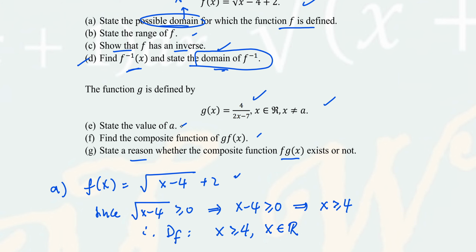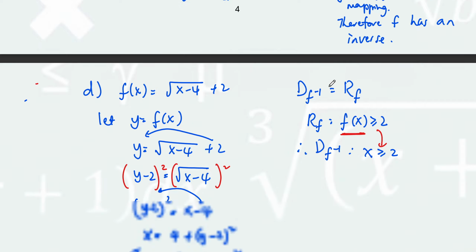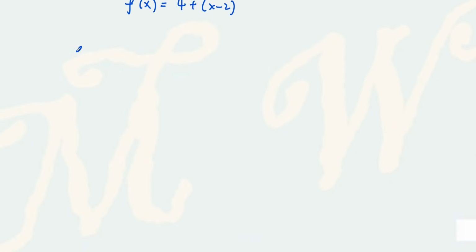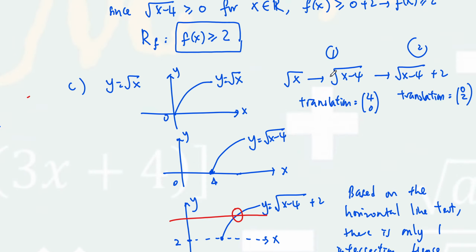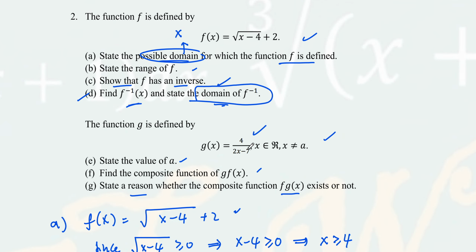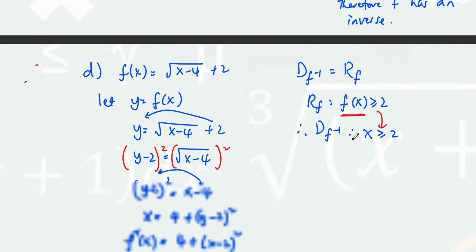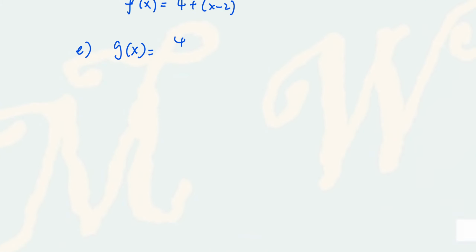Now given the g, state the a. Okay, so next part. Given the g, which is g(x) = 4 over 2x minus 7, x is a real number, but x is not a. And now you need to write down the a value.